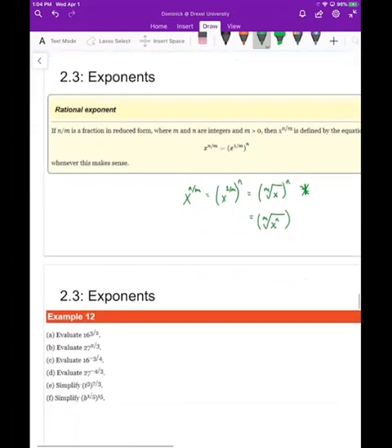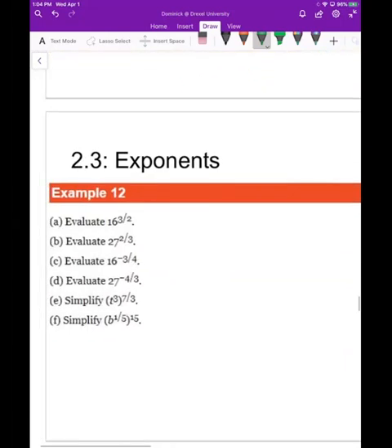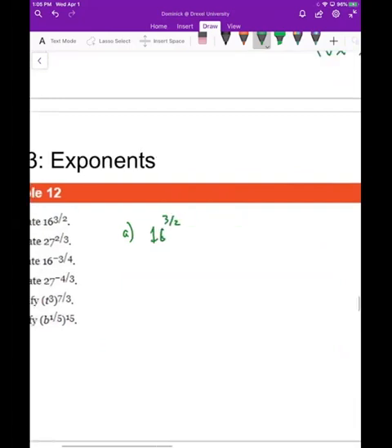Okay, so let's look at a couple of examples of these. So for example, part A, we want to find 16 to the 3 over 2. Well, this is just saying, by that rule, what type of root? That's indicated by the number in the bottom, so that's a square root of 16. And we want to raise that to the third. Well, the square root of 16 is 4. And if I raise that to the third, that's 64.